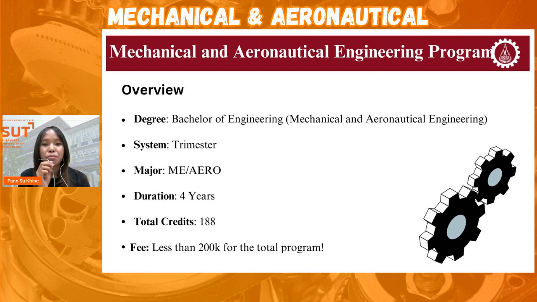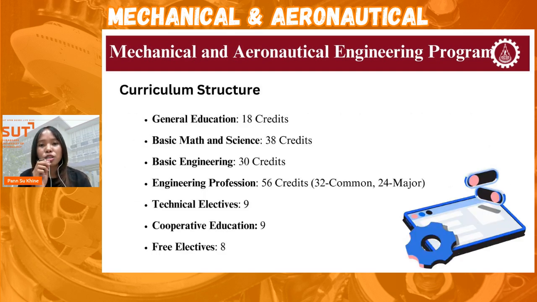I mentioned 188 credits required to complete the program in the previous slide, and here I want to break it down to show you how the credits are integrated in our program. First, general elective courses distribute 18 credits, and I will mention some of them later. Next, business, math, and science courses for 38 credits, business engineering courses for 30 credits, engineering professional courses for 56 credits, combining with 32 credits for common major and 24 for major courses.